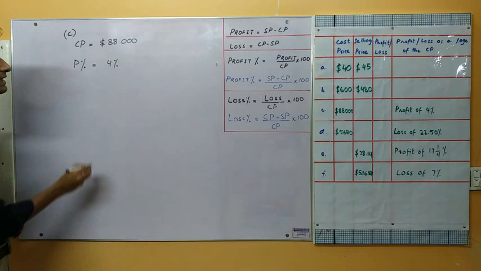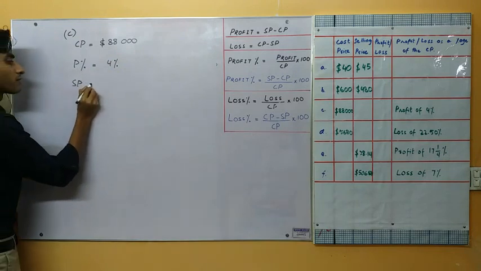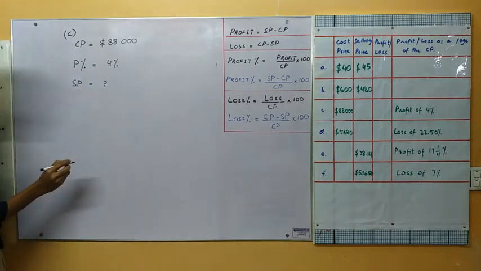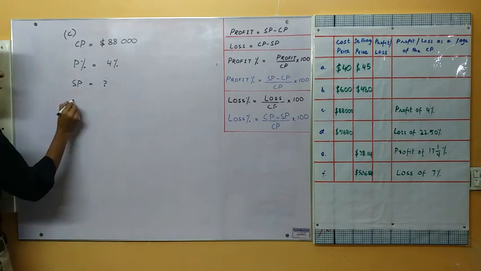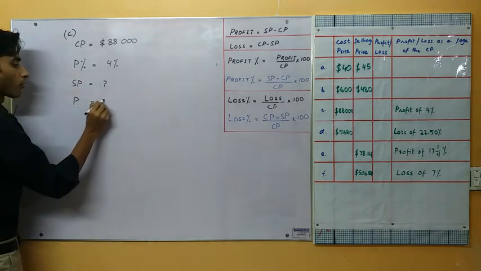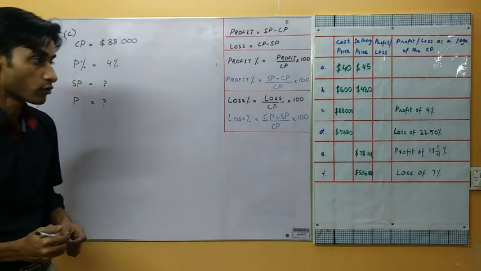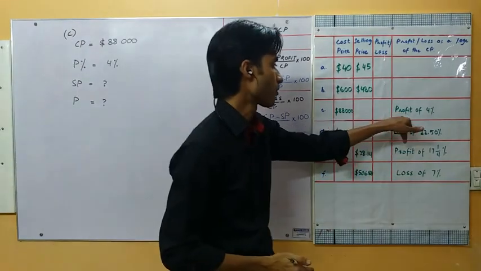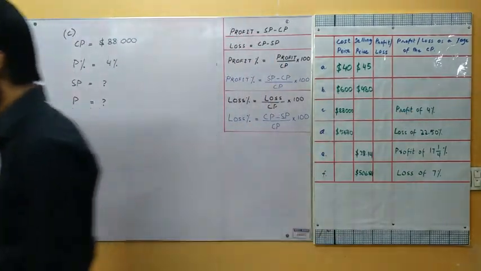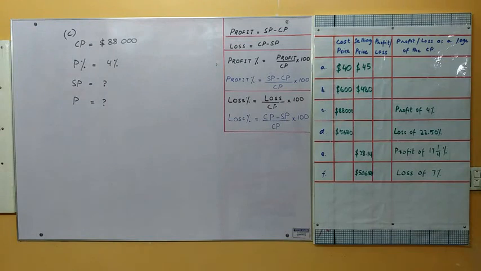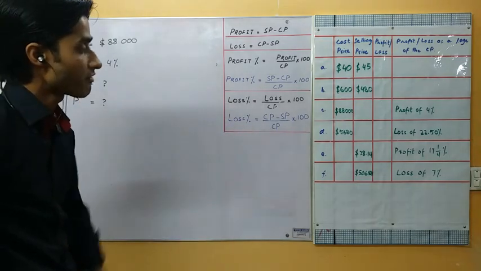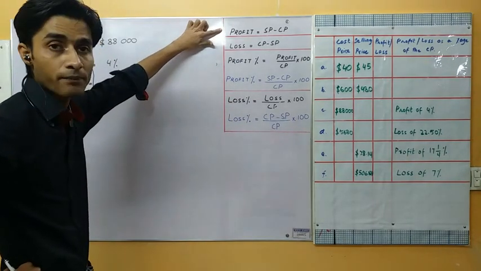So the missing quantities are selling price is an unknown, and what else? This has to be certainly profit. Profit is also unknown. How do I know it's profit? Because I have a profit percentage, so this definitely is profit. So you will have to decide which formula to use, which values can help you find out what first of all. Can I find out selling price with this formula?